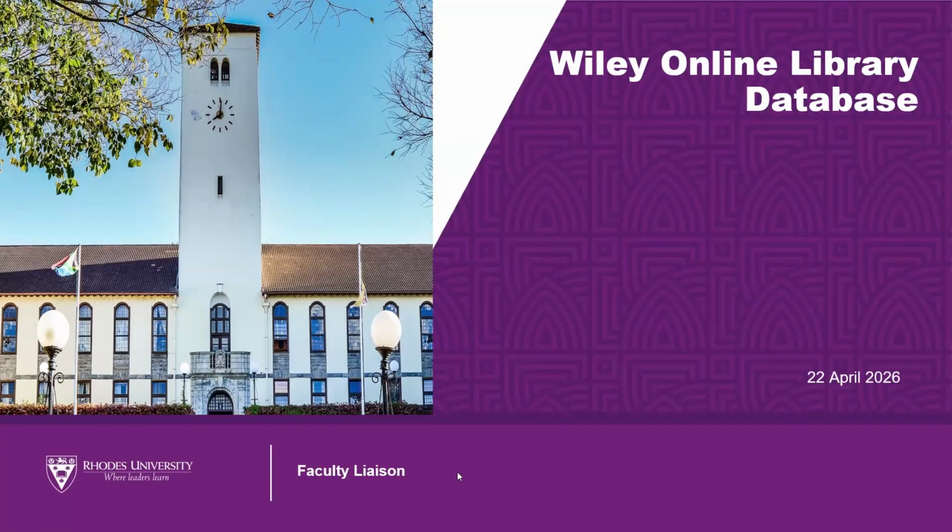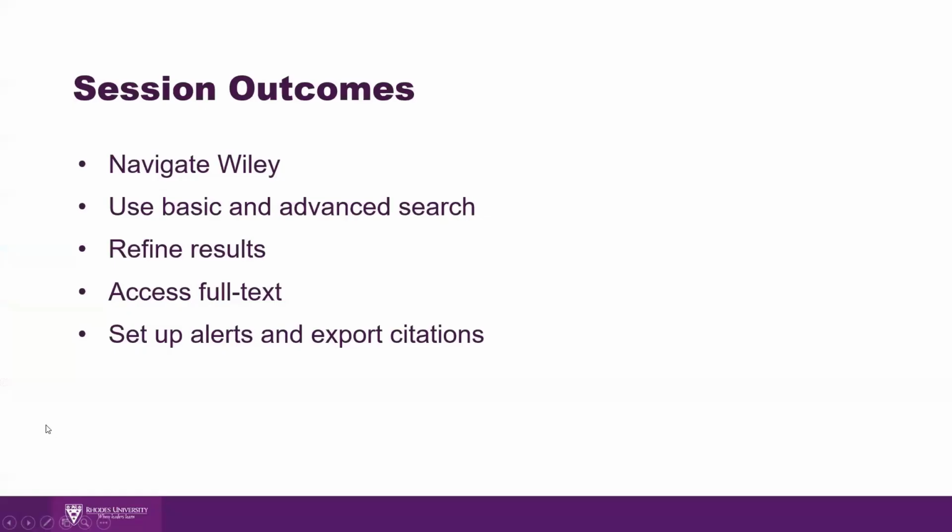So as mentioned, we are going to be looking at a number of ways in which one can navigate the Wiley online database in order to find credible resources. So for the session, we're going to look at navigating Wiley. We're going to look at using the basic as well as the advanced search options. We're going to look at refining your search results. How do you go about accessing the full text as well as setting up alerts and exporting citations?